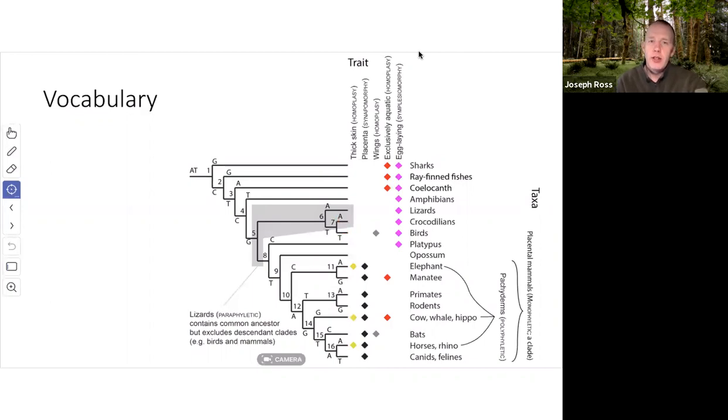The point of this slide is to introduce some important vocabulary terms related to the analysis and interpretation of phylogenetic trees. So there's a lot more information on this slide. We're going to go through it one step at a time. It looks complicated, and it is, but we'll work through it slowly.